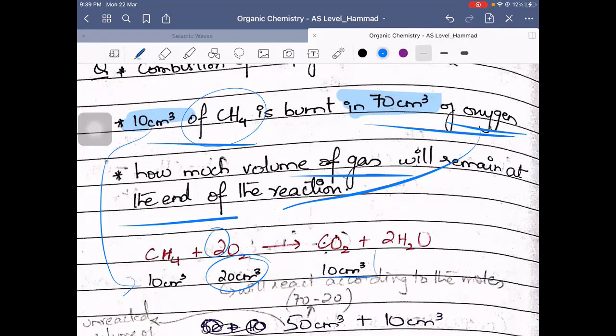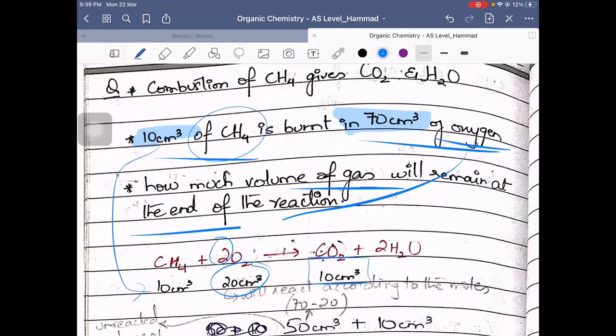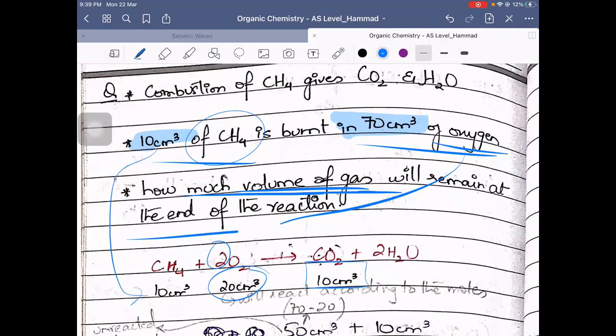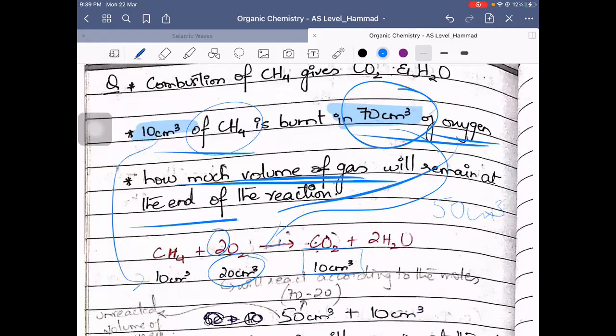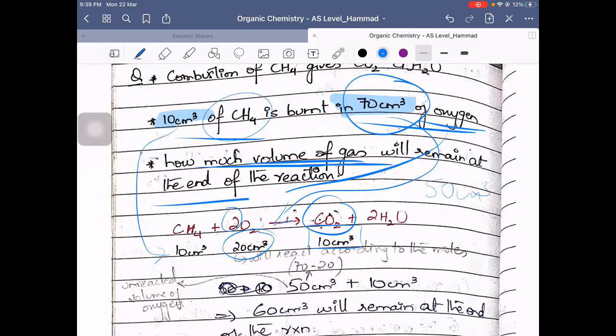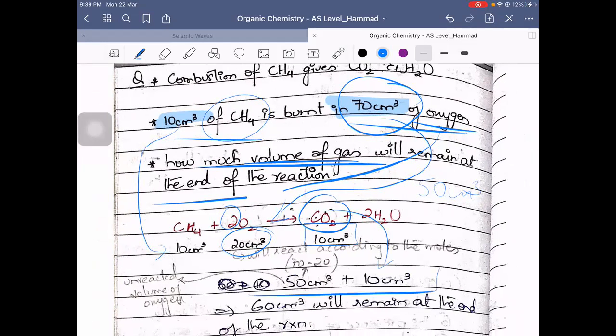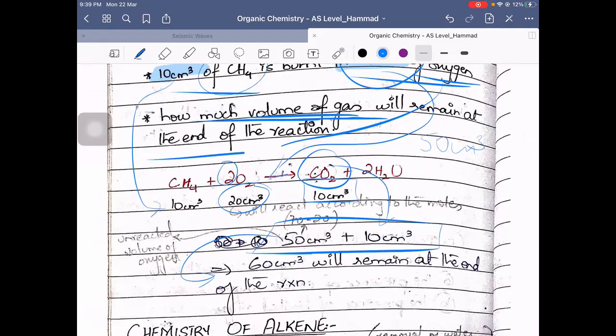And as a result, 10 cm³ of carbon dioxide was produced. Okay, they are asking how much volume of gas will remain at the end of the reaction. So if I have 70 cm³ of oxygen and 20 cm³ was used, then I am left with 50 cm³, right? And in addition, I have 10 cm³ remaining, and 10 cm³ is being produced, so finally I will have 60 cm³ of gas at the end of the reaction.